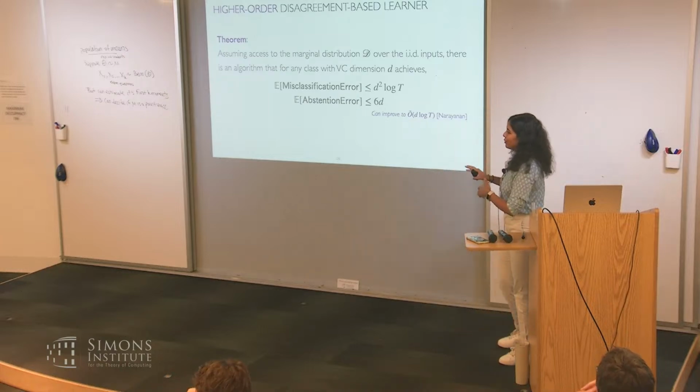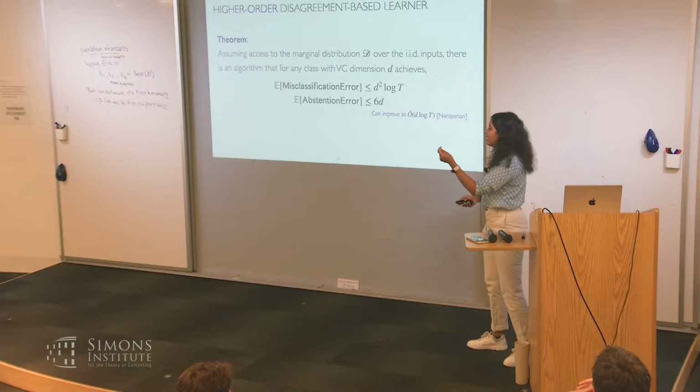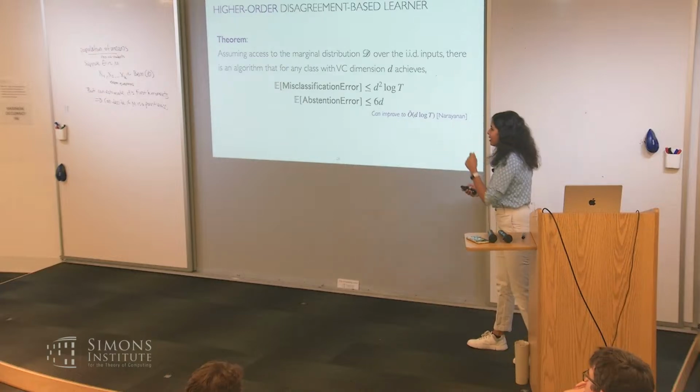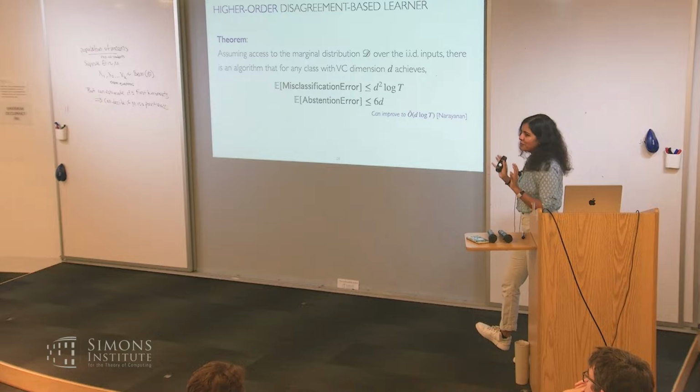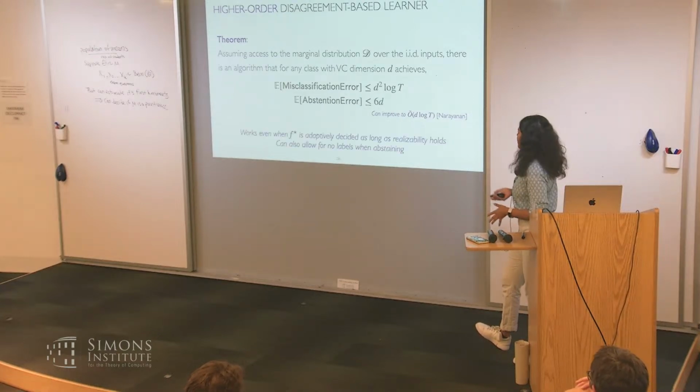We'll have to use the structure of the VC class because at one sample I need to decide whether I want to make this prediction or that prediction. Maybe there's a way to improve this, I don't know. Happy to discuss more. But let me tell you the idea.